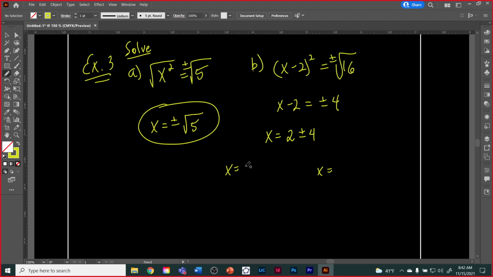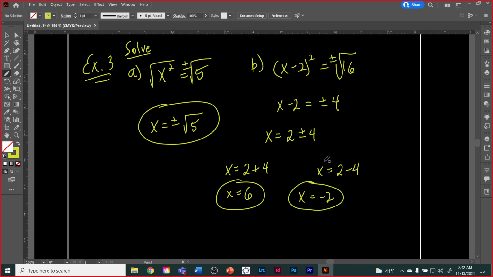So what is this? What is the first x? It's going to be 2 what? Well, let's do the top one first. Plus 4. It's going to be 2 plus 4. What's the other x going to be? It's going to be 2. Go ahead. Minus 4, right? You good on this? And so I got two answers. What's my first answer? X equals 6. It's 2 plus 4. And then x equals what? Negative 2. So those are my two answers.